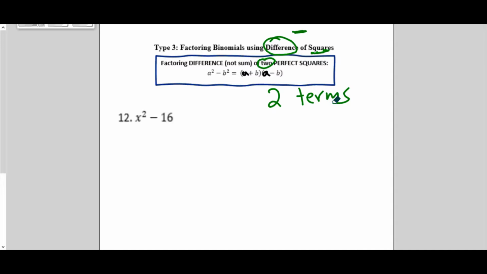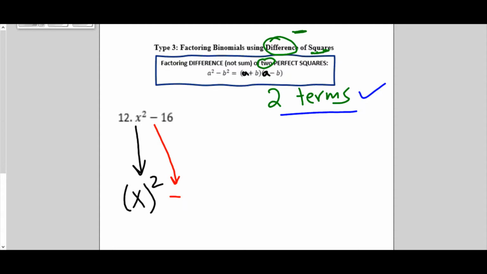So example 12. Here I have x squared minus 16. Well, notice I only have 2 terms, so I can try to use this difference of squares. So I would ask myself, what squared, when I raise it to the power of 2, gets me x squared? Well, that's just going to be x. When I raise x to the power of 2, I get x squared. I'm going to bring down the subtraction sign.